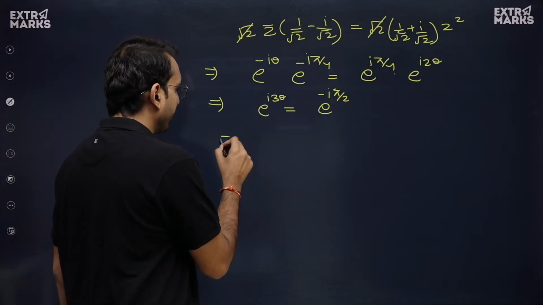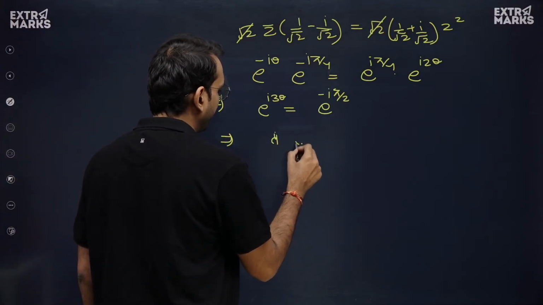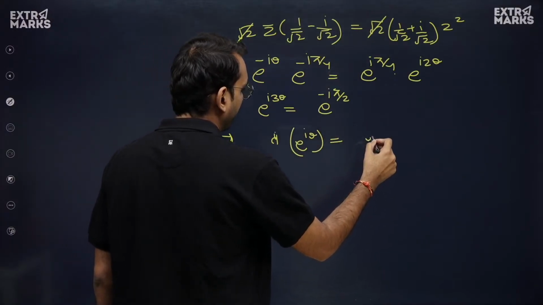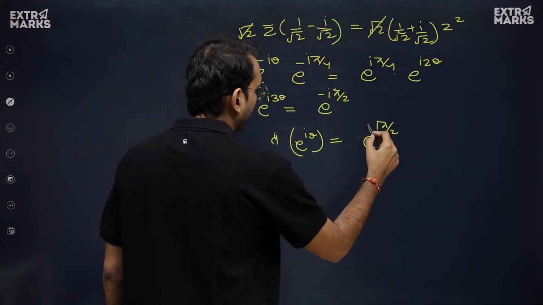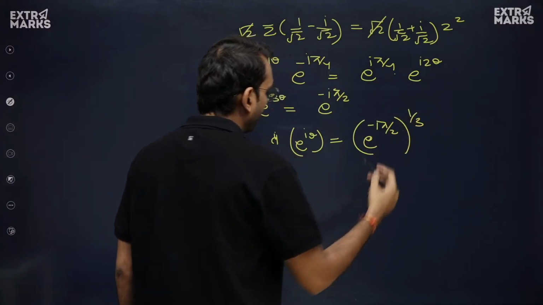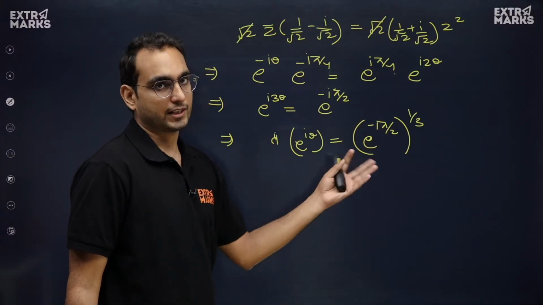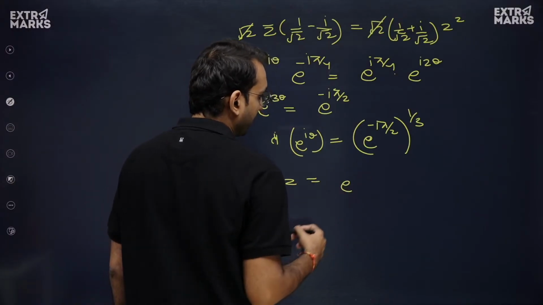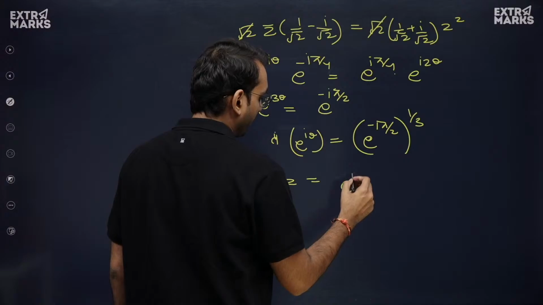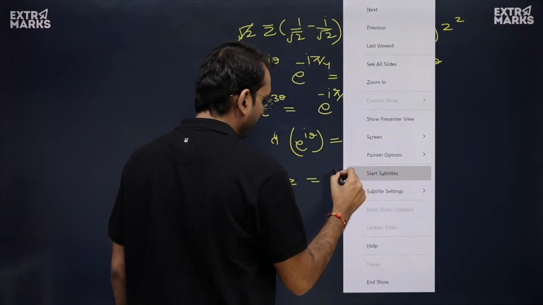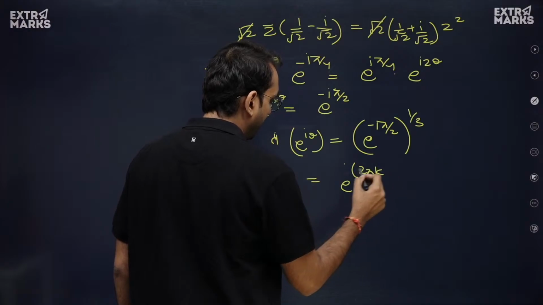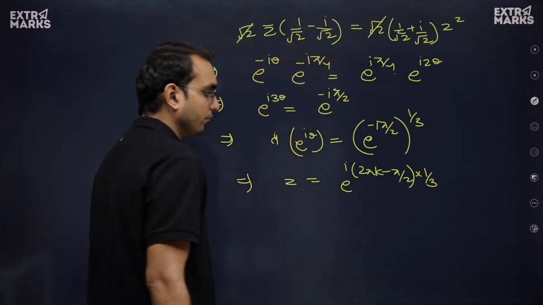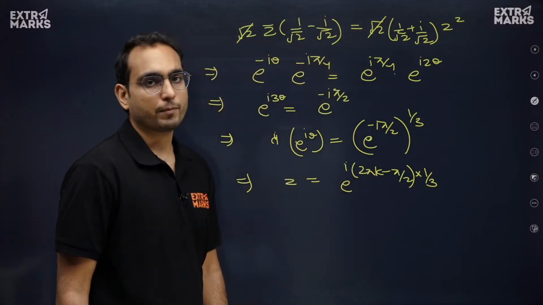Now we have to find e to the power iota theta to the power 3. I am making it on the opposite side. It will become e to the minus iota pi by 2 to the power 1 by 3. So you can see that you have to find the cube root of this expression. By applying the formula, I can write it as e to the power iota into 2k pi minus pi by 2 into 1 by 3. Applying the formula, you have added 2k pi.